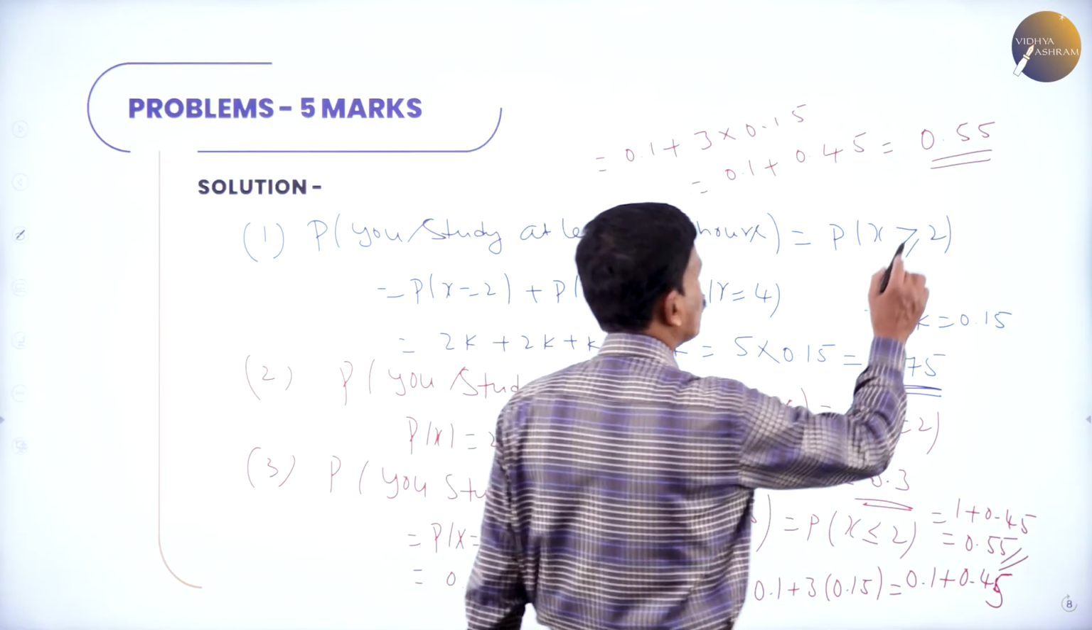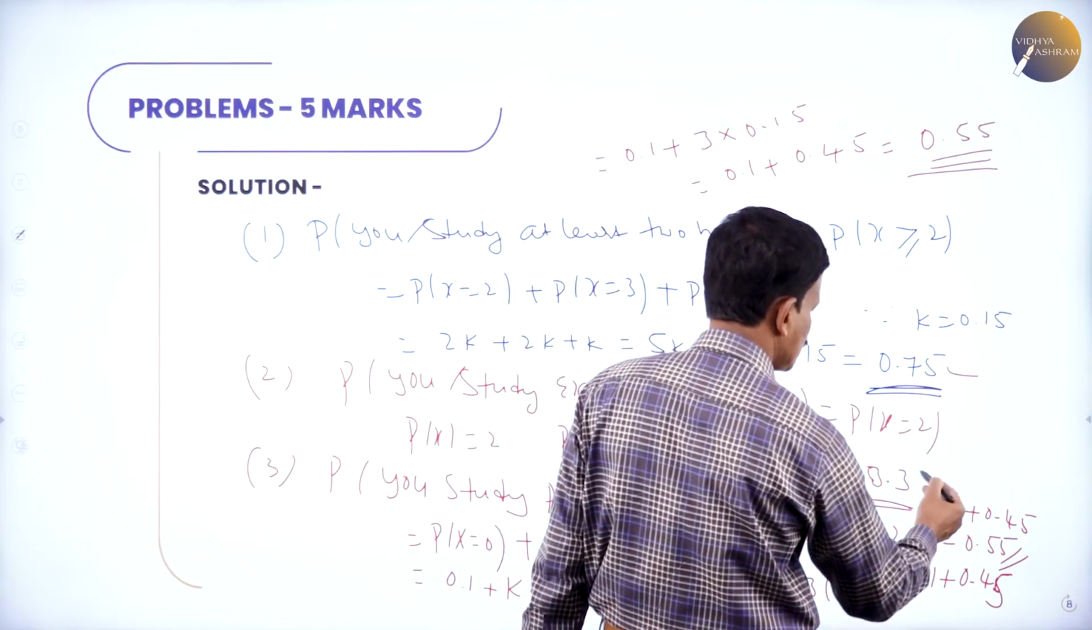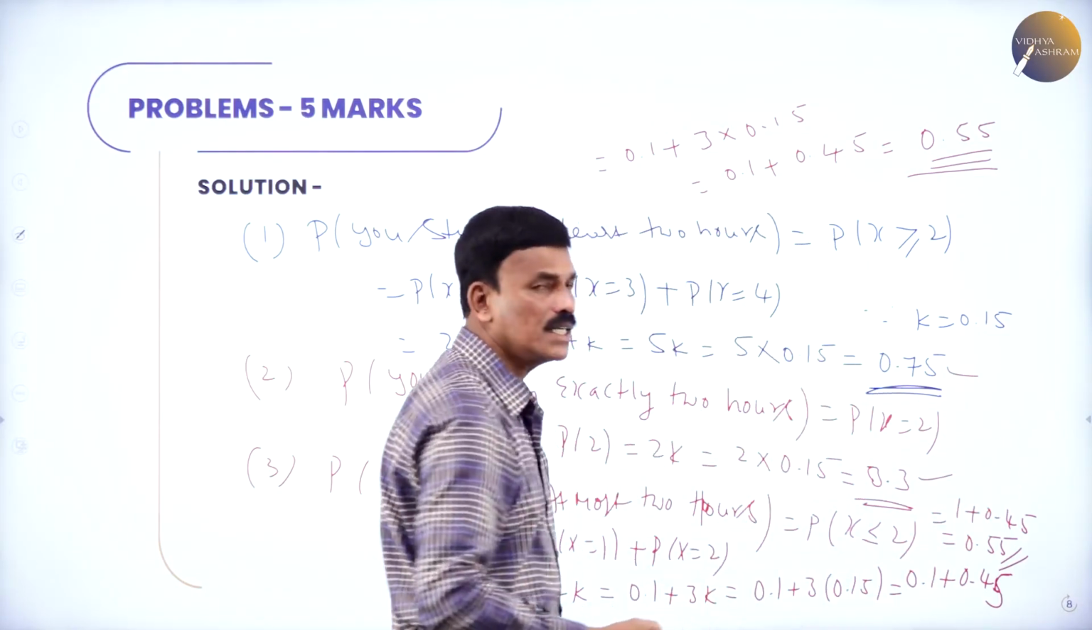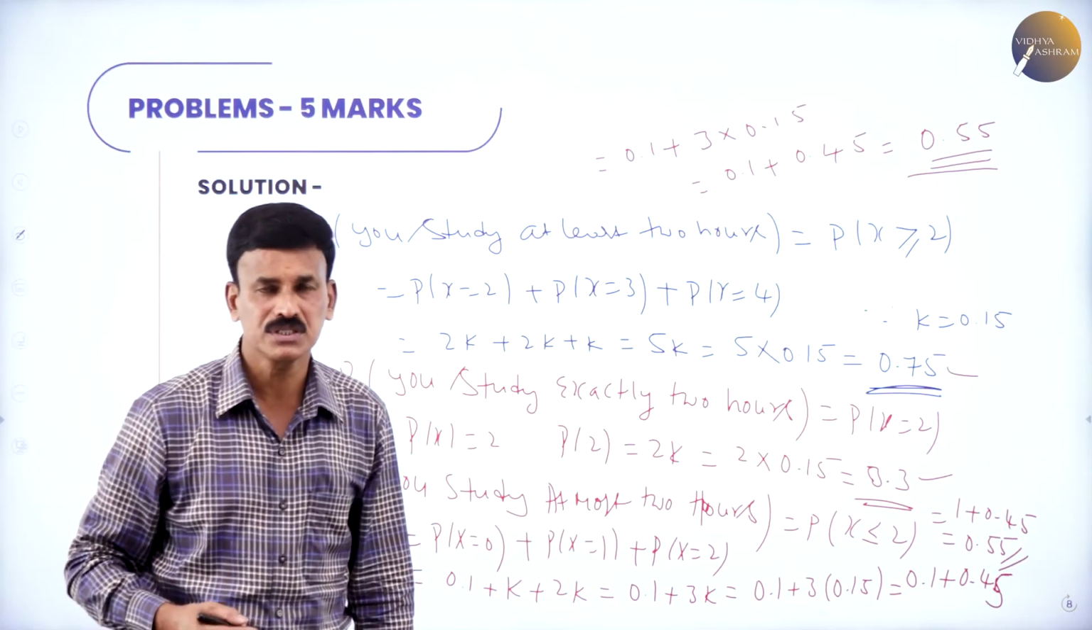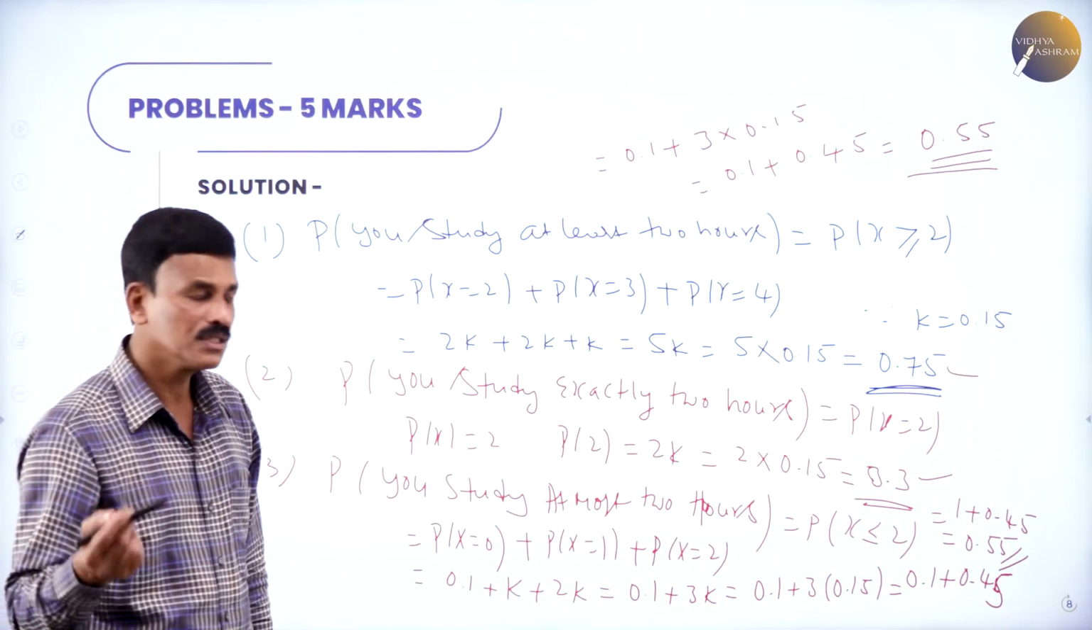So this is the required problem. For the first case it is 0.75. For the second case it is 0.3 and for the third case it is 0.55. This is a very important problem for 5 marks. Hope you followed this. Right.